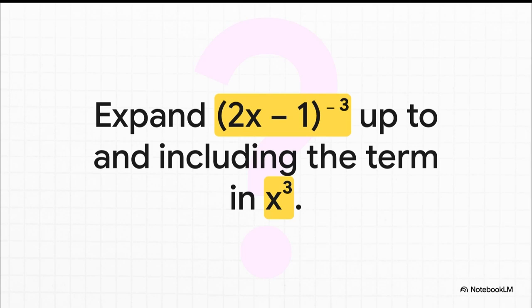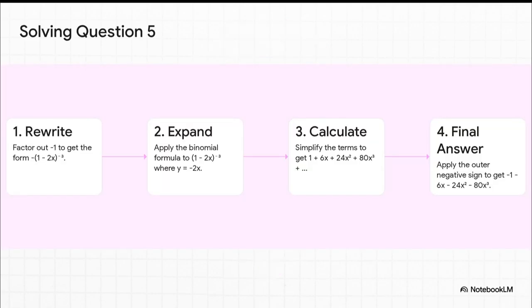We have to do a little algebraic jujitsu first. And here's the trick. We can factor out a minus 1 from inside the bracket. That flips it around to minus 1 times 1 minus 2x. Perfect. Now we can use our formula, just remembering that our y this time is negative 2x. This is where you have to be so careful with your signs. Once you've expanded the bracket part, you just have to remember to apply that overall negative sign you factored out at the very beginning. Easy to forget, but crucial.